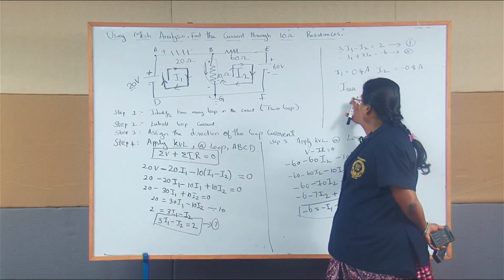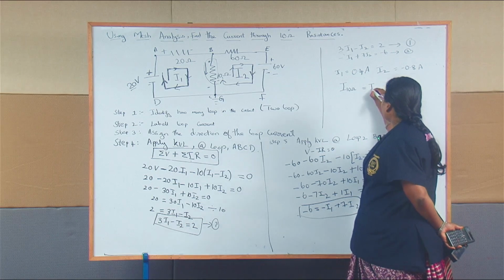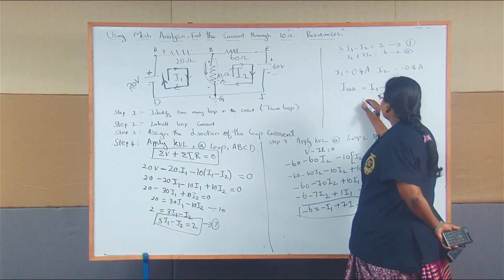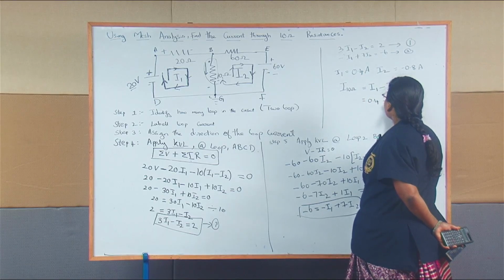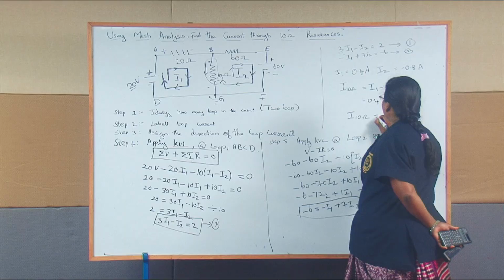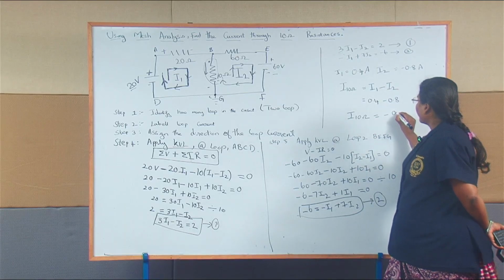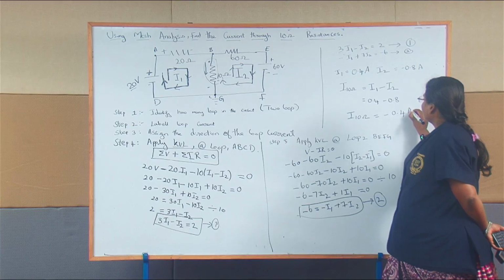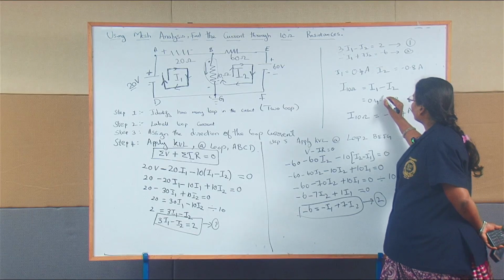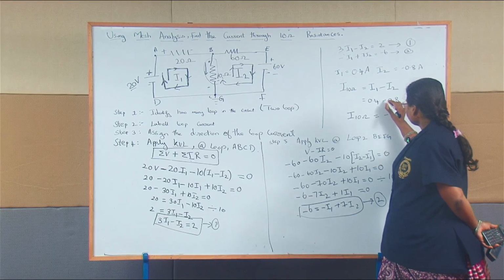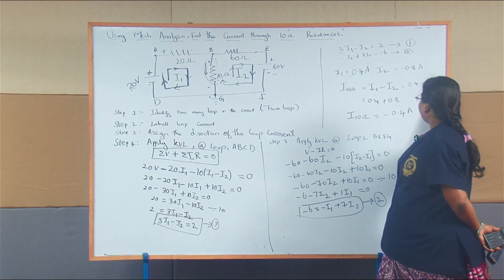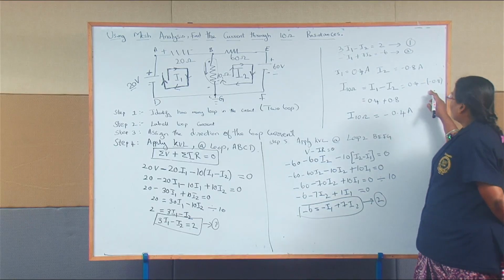So for the current flowing through the 10 ohm resistor, I am going to take I1 minus I2. Your I1 is 0.4 and I2 is minus 0.8 amps. So I of 10 ohms equals 0.4 minus minus 0.8. So it will become plus, right? Because I1 is 0.4 and minus of I2 is minus of minus 0.8, so minus minus becomes plus.